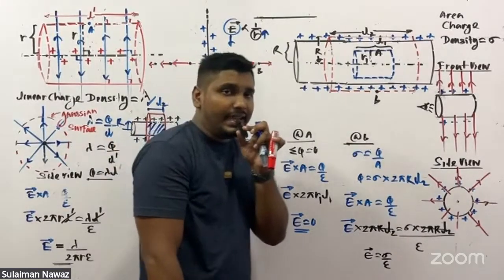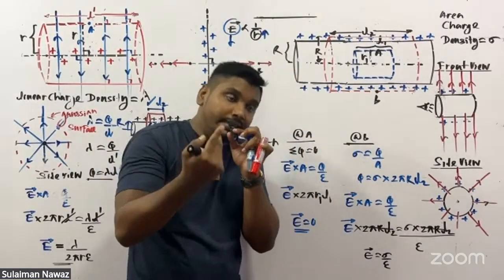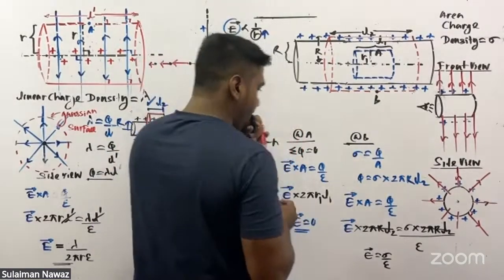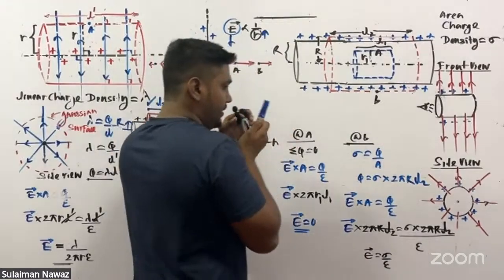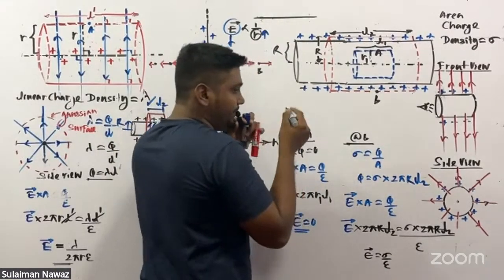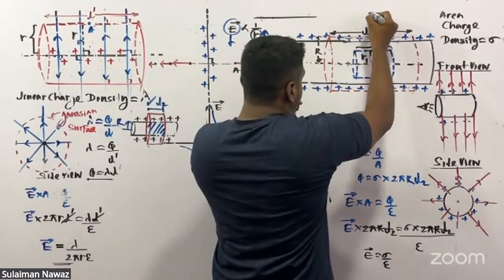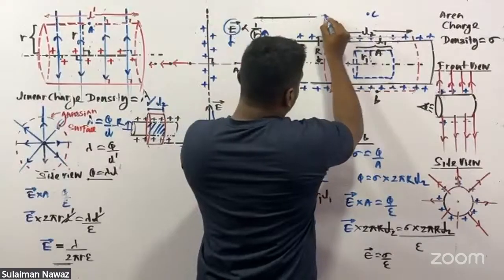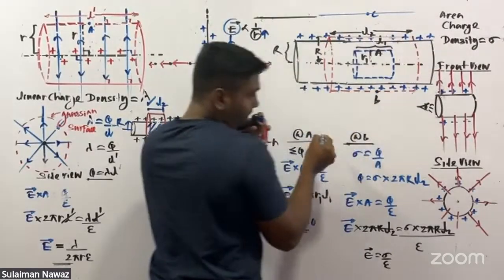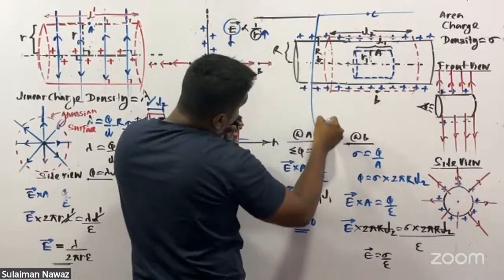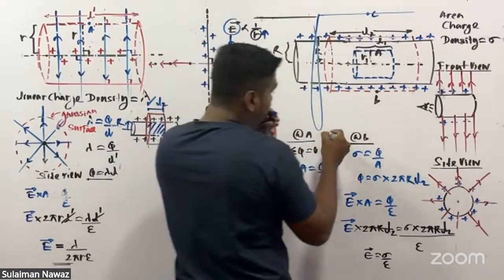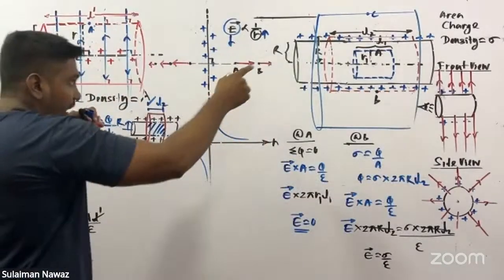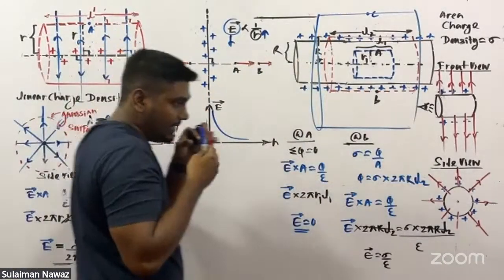Let's find the intensity at a point which is far from the cylinder. Again, I'm drawing a Gaussian surface. I want to find the intensity at point capital C. Again, draw a Gaussian cylinder. I draw that part separately here to understand the diagram clearly.